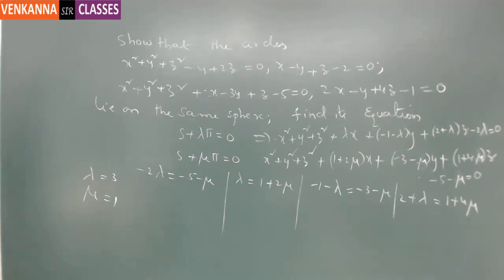Hence, the required sphere equation will be x square plus y square plus z square... You can substitute any one of the values, either lambda or mu. This is the required sphere equation. Please check and confirm the result. I think if you do it simultaneously with me, then it will be very easy for you to get the concept.